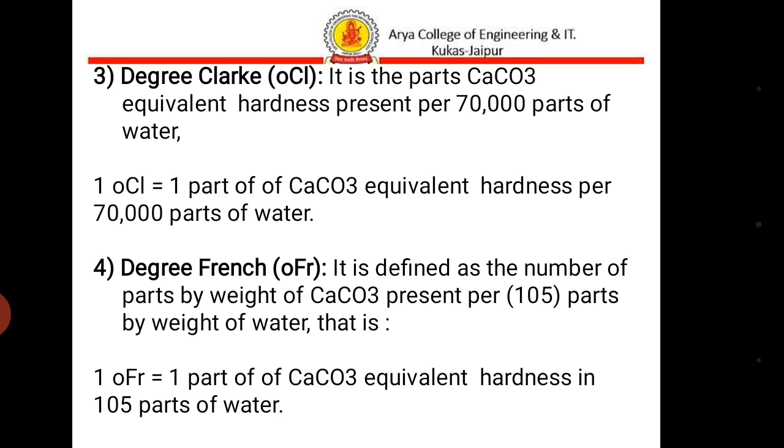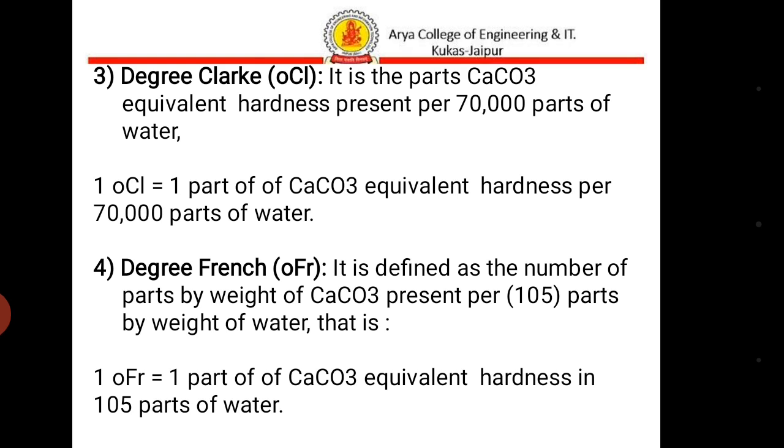Third unit is Clark. It is the part calcium carbonate equivalent hardness present per 70,000 parts of water. 1 degree Clark equal to 1 part of calcium carbonate equivalent hardness per 70,000 parts of water.